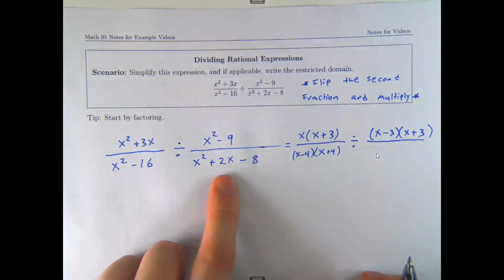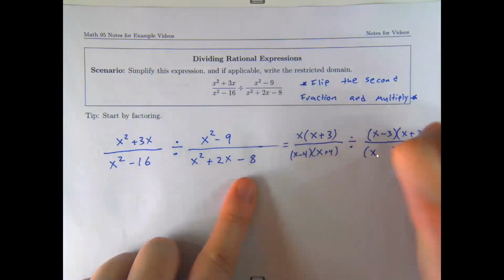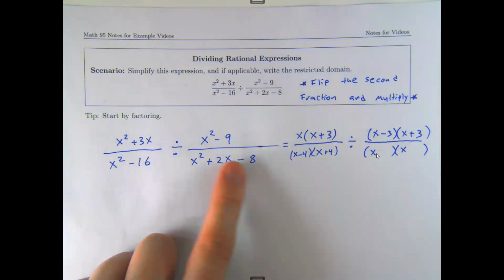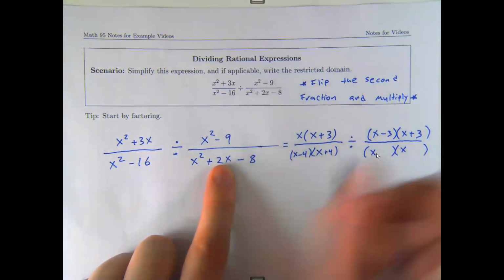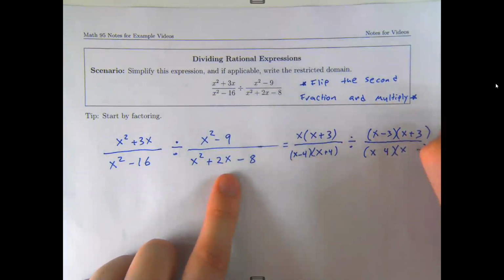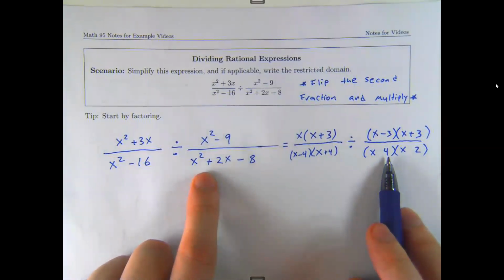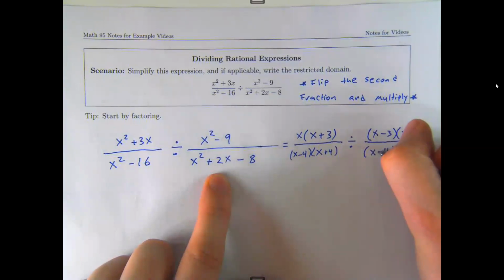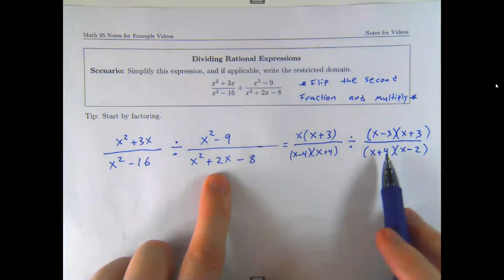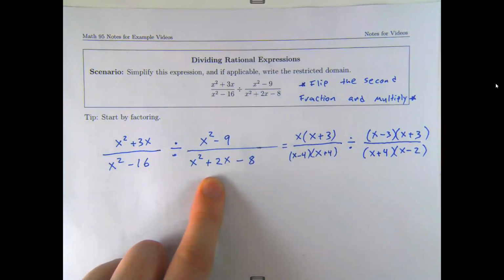I've got x squared plus 2x minus 8. So I'm looking for two numbers that multiply to give me negative 8, but add to give me 2. So that's going to be a 4 and a 2. Now I've got to be careful with the signs. I want this to be a positive 2 here, so I want a positive 4 and a negative 2. 4 times negative 2 is negative 8. 4 take away 2 is positive 2. This is looking pretty good.